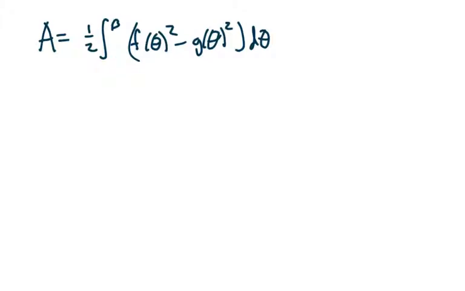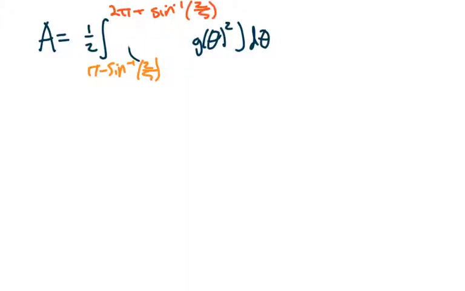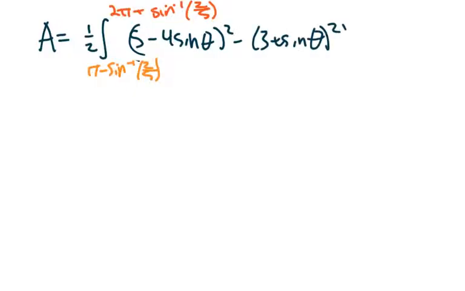Now we've just gone through it extensively. Alpha is going to be arcsine of 2/5 subtracted from pi. Yuck. And beta was going to be 2 pi plus arcsine of 2/5. Cool. And the inner and outer, we figured that stuff out, thank goodness. So the outer function here was going to be 5 minus 4 sine theta. You gotta square that. And the inner function was going to be 3 plus sine theta. And you gotta square that.